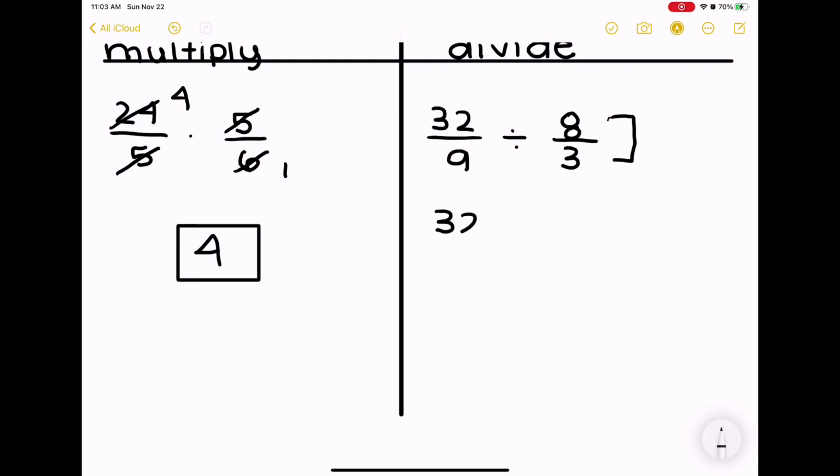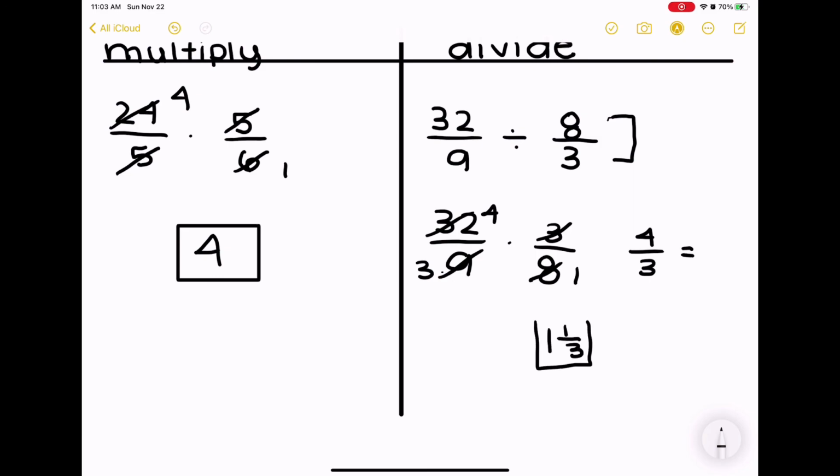Now the next one, we need to find the reciprocal of 8 over 3 and keep 32 over 9 as is. The reciprocal of 8 over 3 is 3 over 8. And then 9 and 3 can simplify. 3 times 3 is equal to 9, and 8 times 4 is equal to 32. So then we'll get 4 over 3, which is equal to 1 and 1/3.